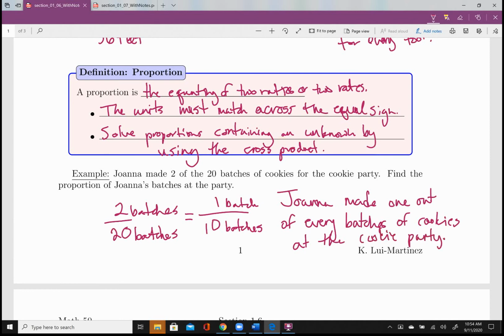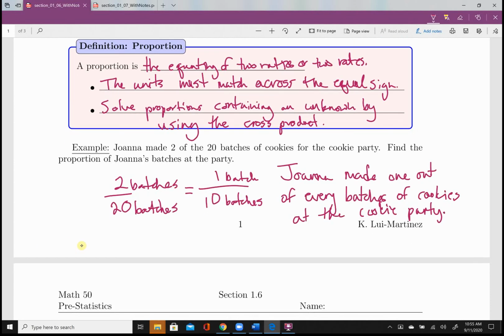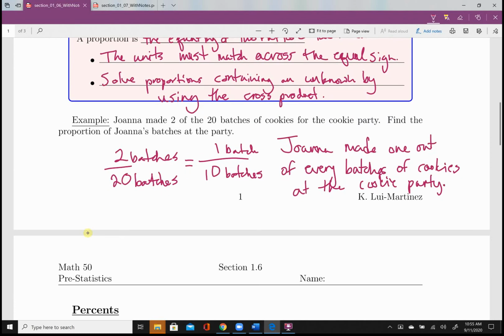Great. Cool. So yeah, anytime you have two rates or ratios set equal to each other, they've got to be the same units on either side. You can use the idea of a proportion to reduce a fraction in order to get a more simplified idea of what the ultimate ratio is there.